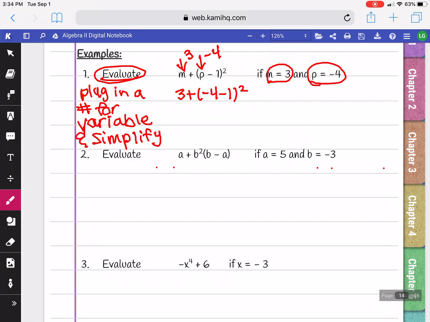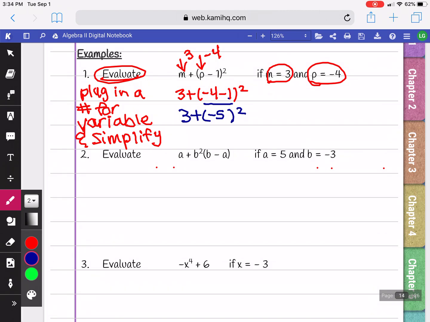From there, we're going to use PEMDAS to simplify. So we would start with our parentheses. So we're going to make this smaller. Negative 4 minus 1 is negative 5. Then we move on to exponents. So negative 5 squared means we're doing negative 5 times negative 5, which is 25. So you write down 25 and then you bring down the plus 3. At the end, when you add, you get 28 as your answer.